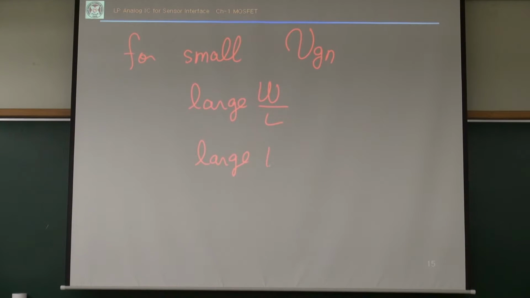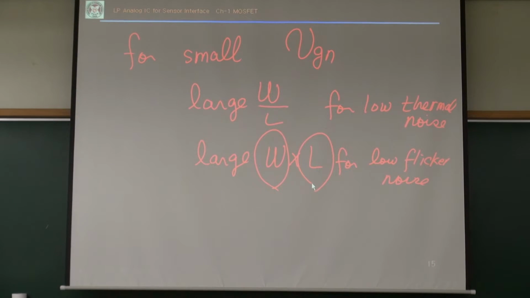Yeah, for small VGN, I need a large W over L, and I need a large WL, okay? This is for low thermal noise. This is for low flicker noise, okay? So anyway, you need a large W and a large L to reduce noise, okay?